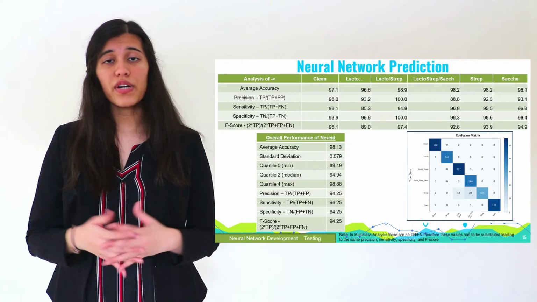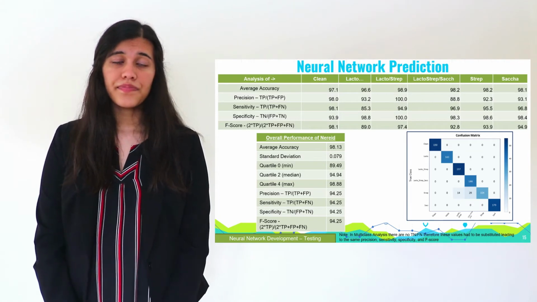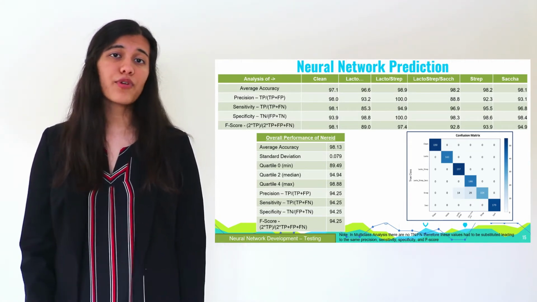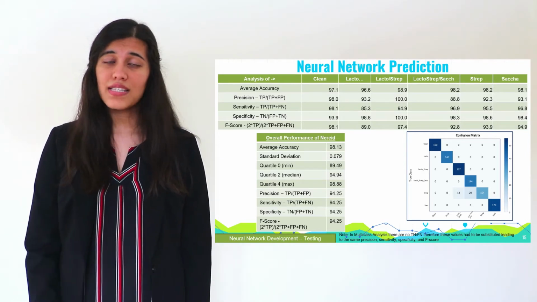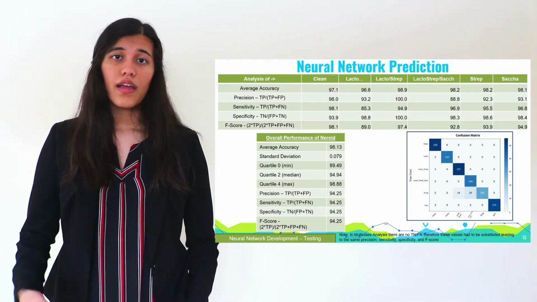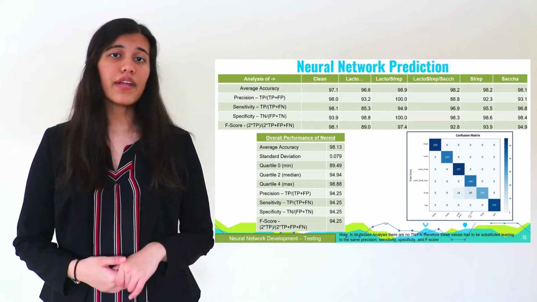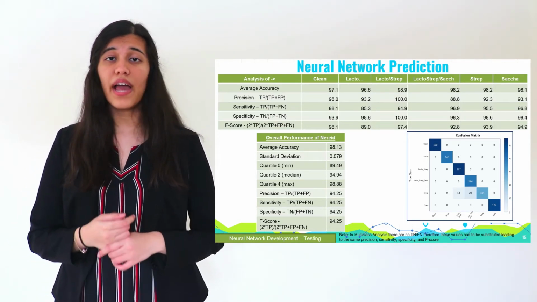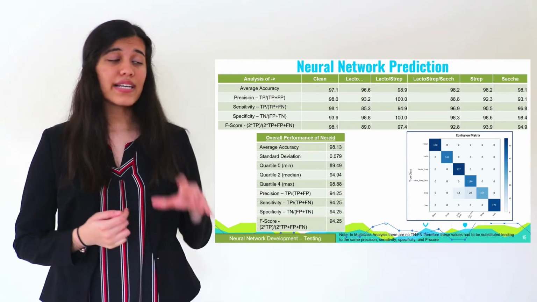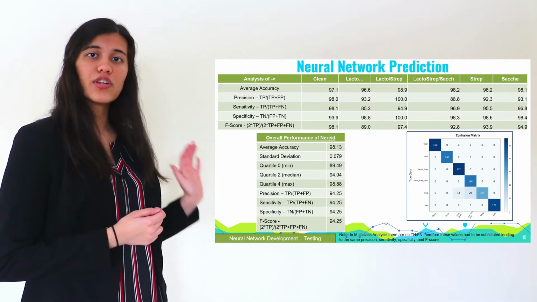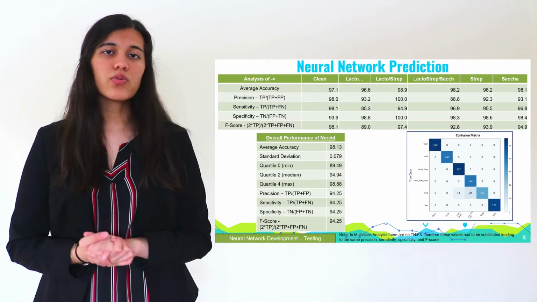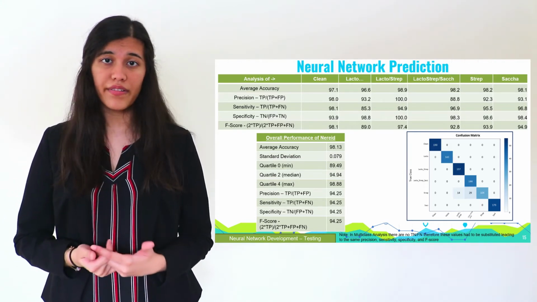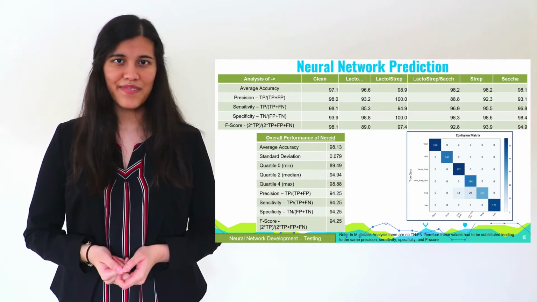I then moved on to the prediction stage of my neural network. In this stage, my neural network would be given images it had not previously seen before and asked to identify them. In this, it had an average accuracy of 98.13 and an average F-score or recall rate of 94.25. As seen in this confusion matrix, it was also able to identify the various types and combinations of microbes correctly, thus proving it a success.